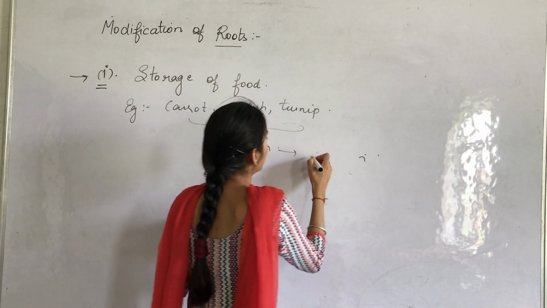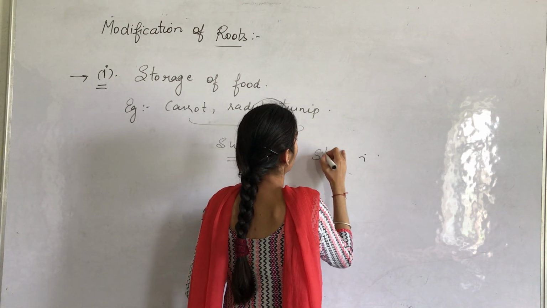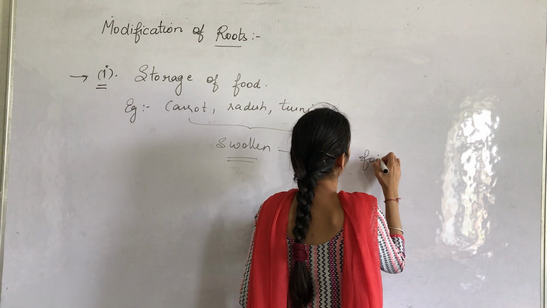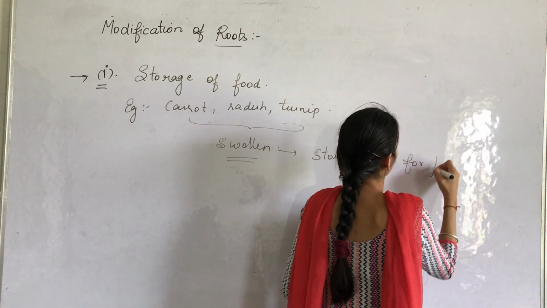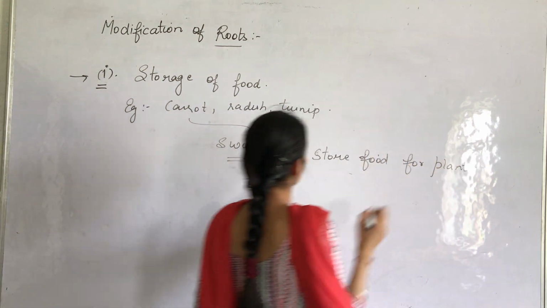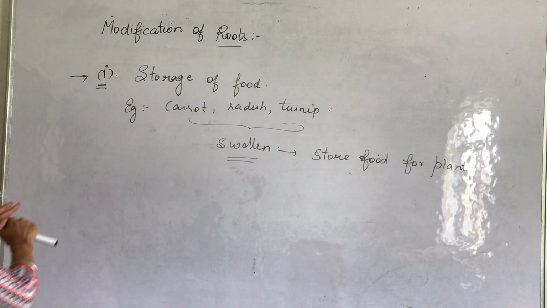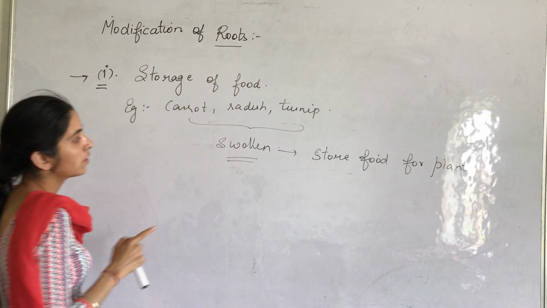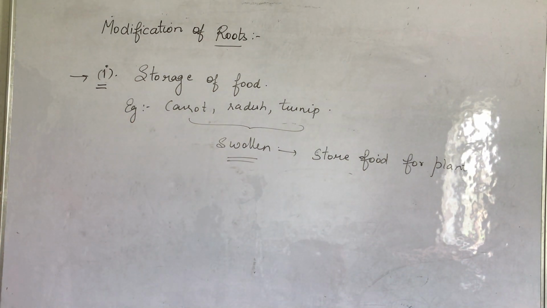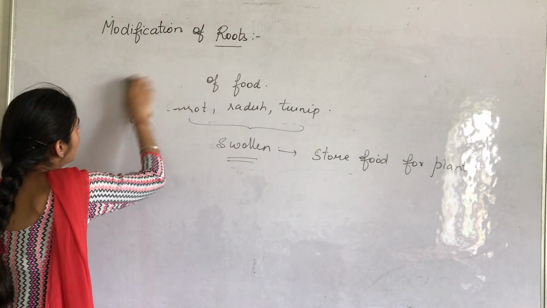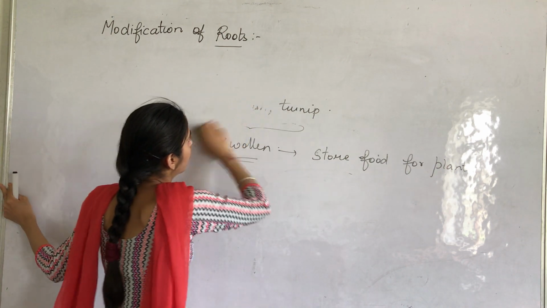So that they can store food for the plant. So this is the modification of the roots. Certain roots of plants like radish, carrot, turnip become swollen. Why do they swell? Because they have to store the food for the plant. We can say that these roots store the food for plants, so they have undergone the modification.